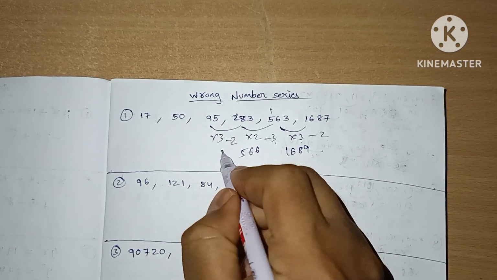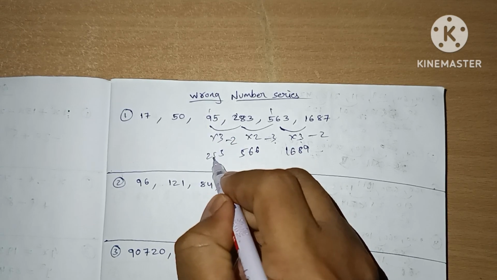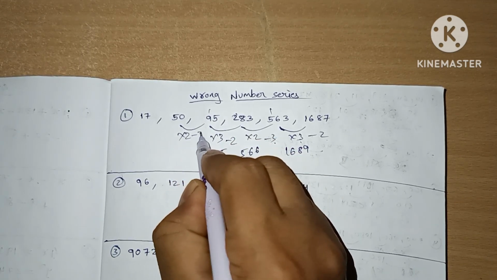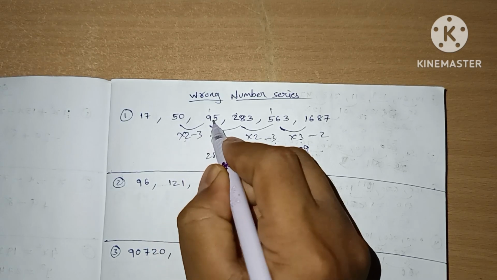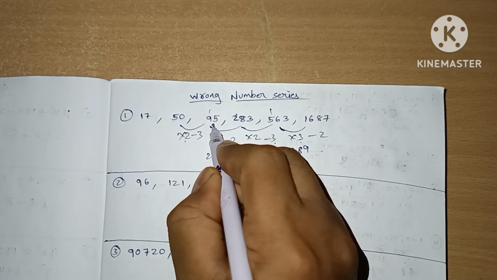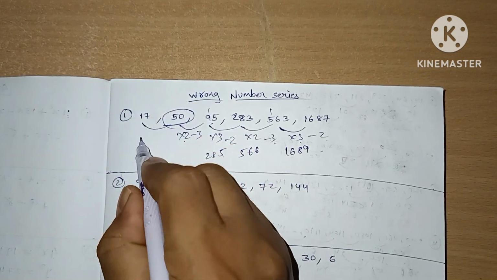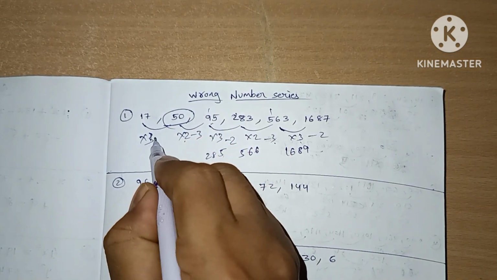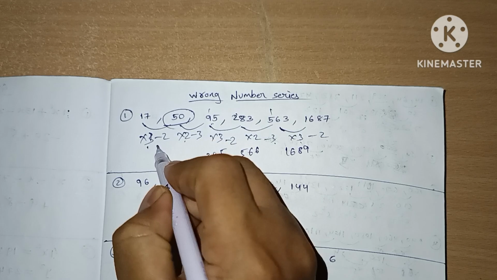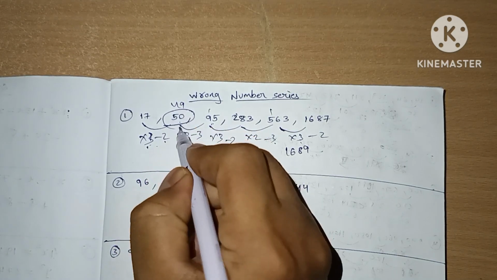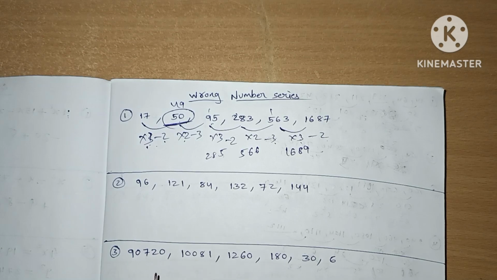95 3 times. 3 5 times 15, 9 3 times 27, 28 minus 2. So we got this one. So it must be into 2 minus 3. 52 times 100, 100 minus 3 will be 94. So this is our wrong number. Here it must be into 3 minus 2. 17 3 times will be 51. 51 minus 2 will be 49, not 50. So wrong number is 50.